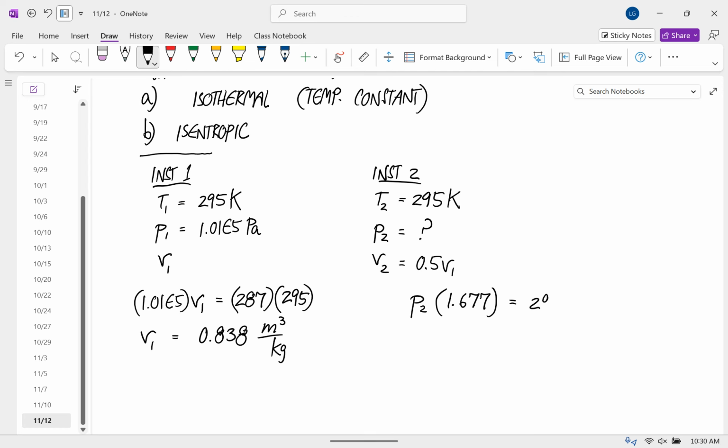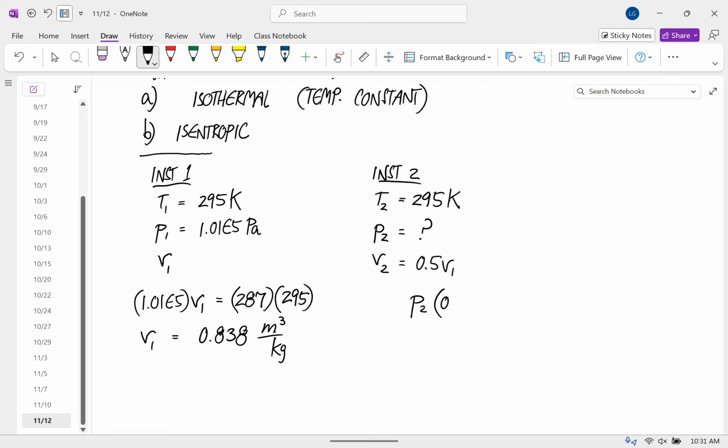Okay, so this is equal to 287 times the temperature. Yes? The volume is 2 multiplied by 0.838. Yeah, but then I rounded off and now I rounded off again. So that's why it looks like it. It's the specific volume, right? You are right. Thank you. So P2 times 0.5. Yes, that's very important.